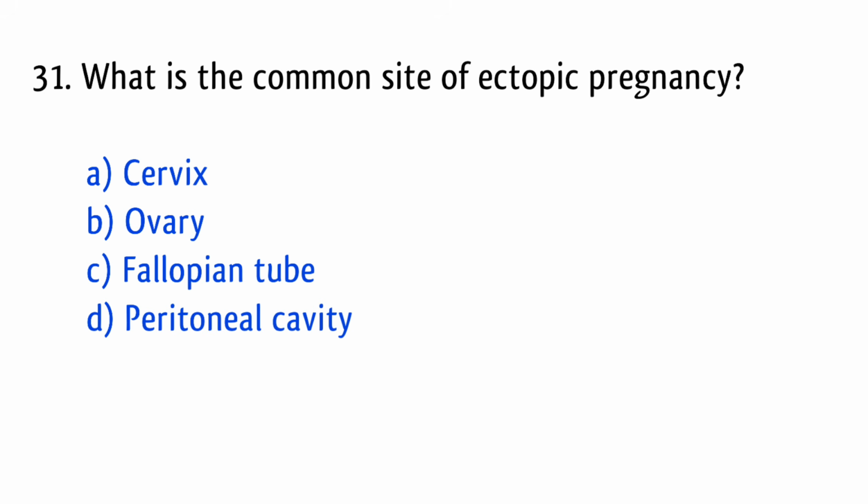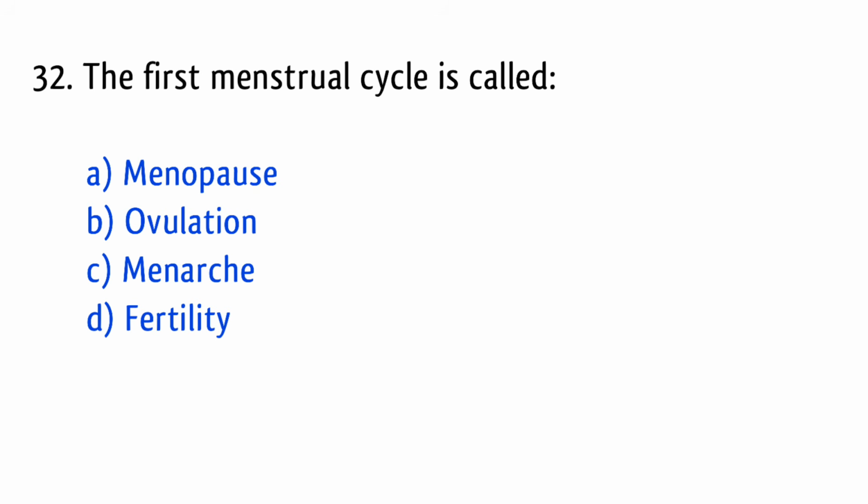Question number 31. What is the common site of ectopic pregnancy? The right answer is option C, fallopian tube. Question number 32. The first menstrual cycle is called. The right answer is option C, menarche.